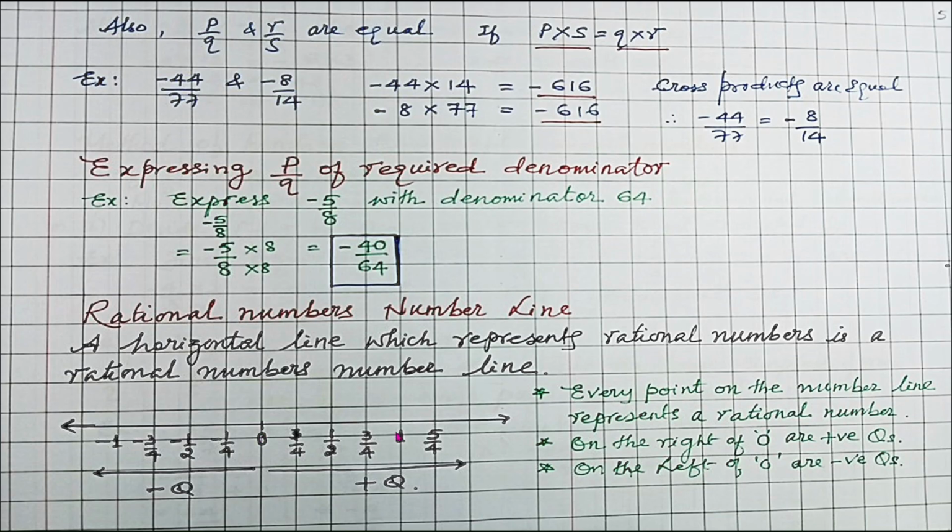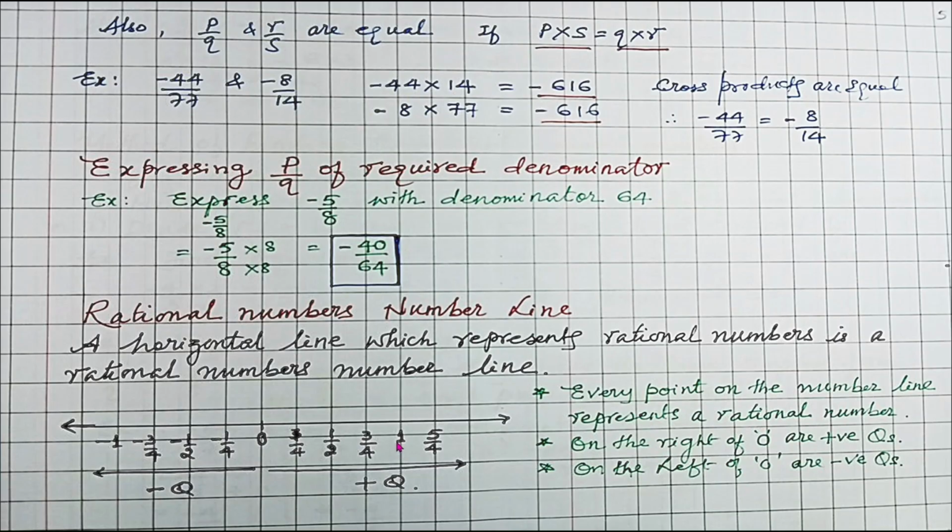To the right we have what we call positive rational numbers, and to the left we have negative rational numbers. Now, if you observe here, I have taken 0 to 1 and divided it into 4 parts: 1, 2, 3, 4 parts. The first part is 1 by 4, the second part is half, the third part is 3 by 4, and the fourth part is 4 by 4, that is 1.